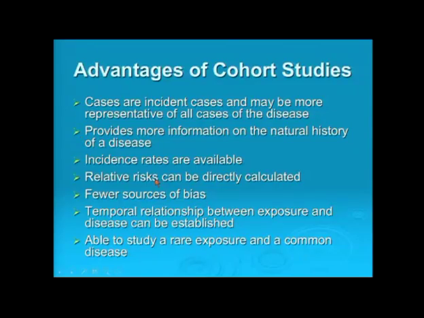Because we can do incidence rates instead of an odds ratio, we're able to calculate something called a relative risk. A relative risk is the measurement of disease risk that you want, but because we can't get that in a case control study, remember you calculated an odds ratio. An odds ratio is an estimate of the relative risk, but the relative risk is the real deal. So there's fewer sources of bias. Anytime you're moving forward in time and controlling the situation, you should have less risk of bias.